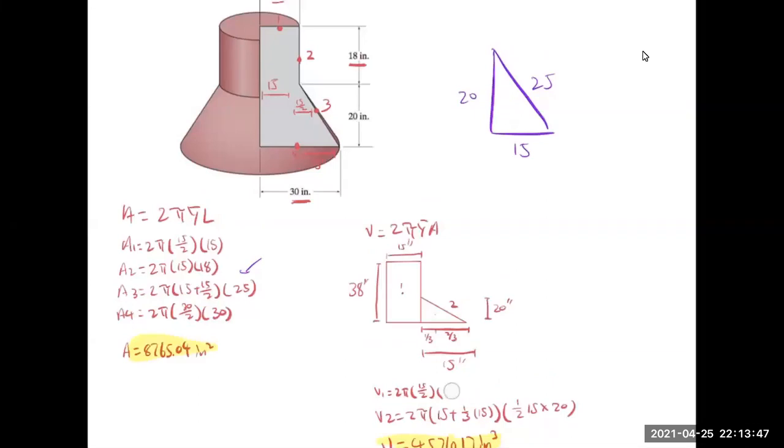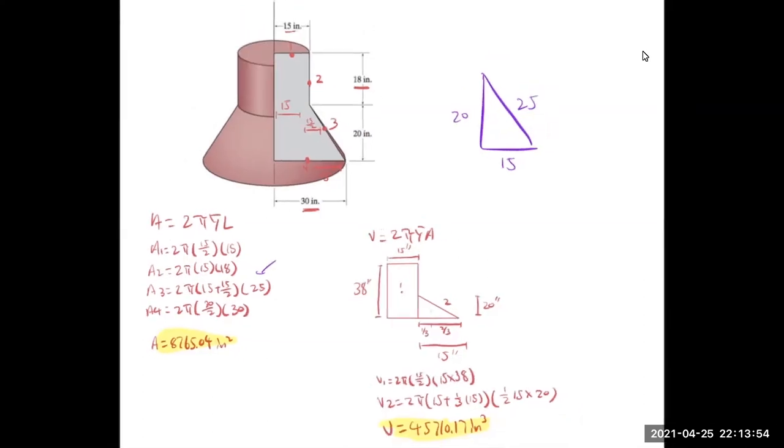Mistake right here. It should be 15 multiplied by 38, because we're considering the area. So 15 multiplied by 38. So that's the area of the V1 right here. And then for the V2, which will be 2 pi plus, because this is the axis, right? This is the Z axis.